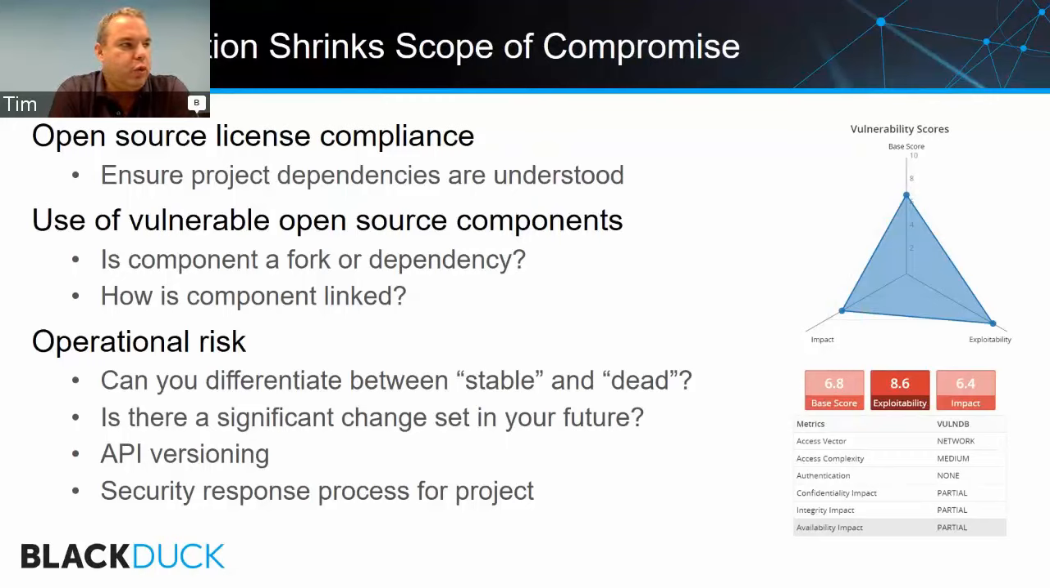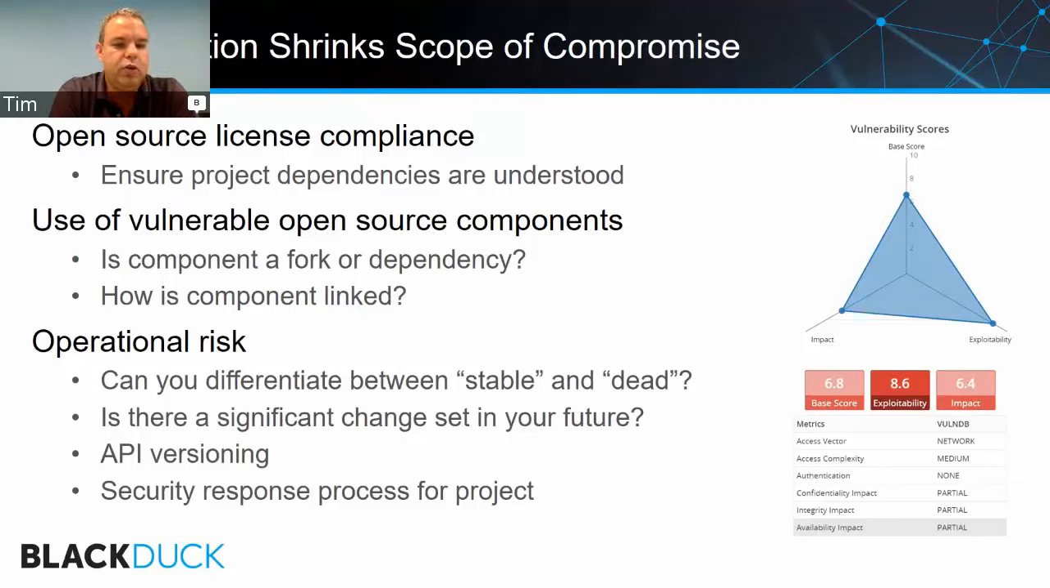The operational risk side of things, as I highlighted, knowing how many versions behind you are, knowing what the activity level is, knowing when the most recent release is very important, because one of the biggest challenges is being able to determine between that which is stable and that which is dead. And dead might be the project is still actively maintained, but there's suddenly an increase in reports of issues in an area of code where the maintainers haven't been intimately involved in the project for a while.